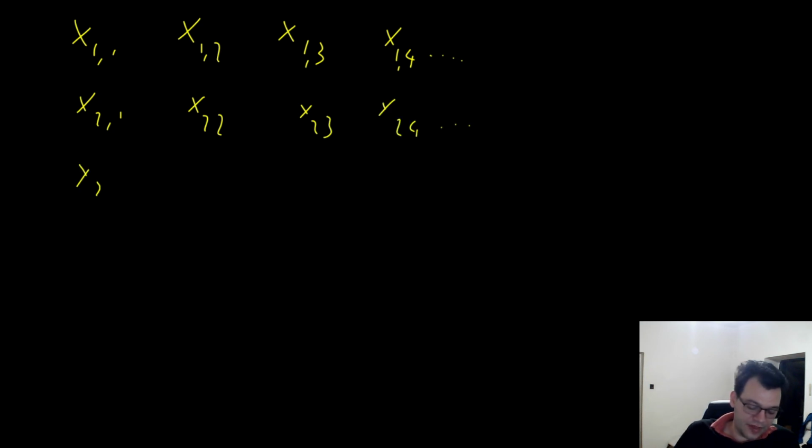So I'm just drawing something which slightly resembles a matrix. x11, x12, x13, x14, and so on. And then I have the second row, x21, x22, x23, x24, and so on. And I also have x31, x32, x33, and so on.